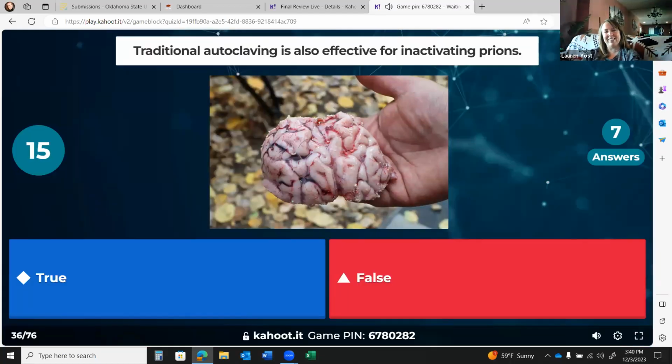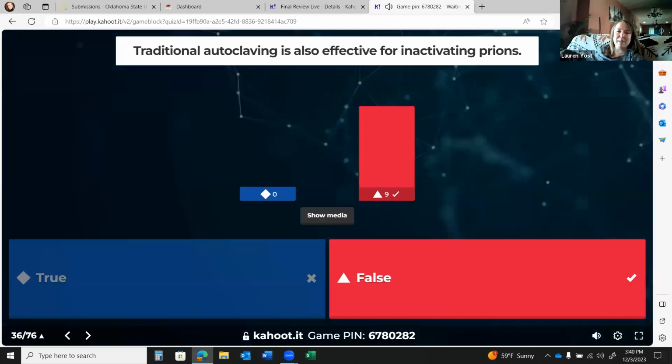True or false? Traditional autoclaving is effective for inactivating prions. Yeah, I guess I pay attention to my own slides. All right, yeah, that's false.